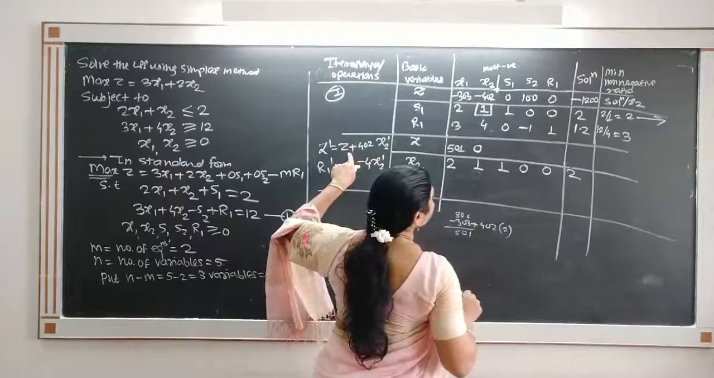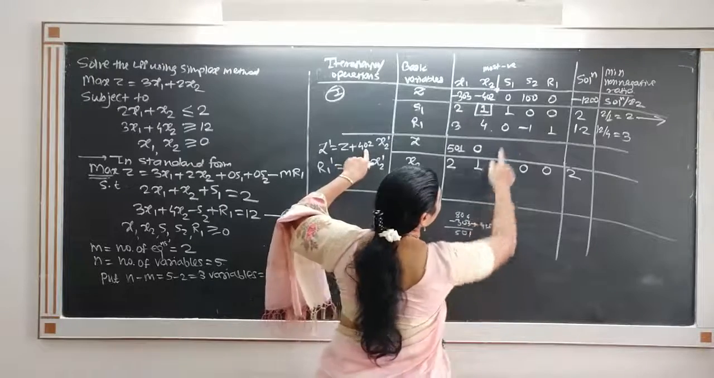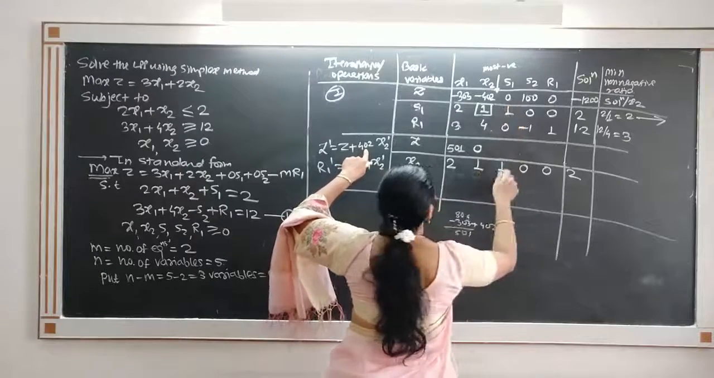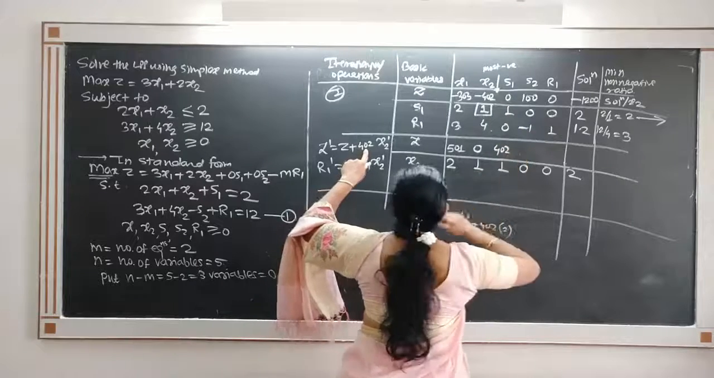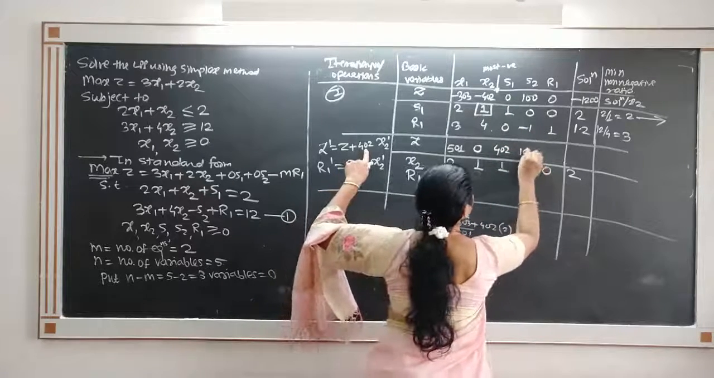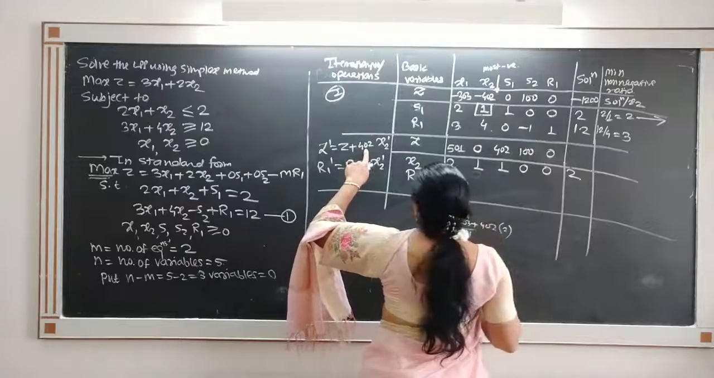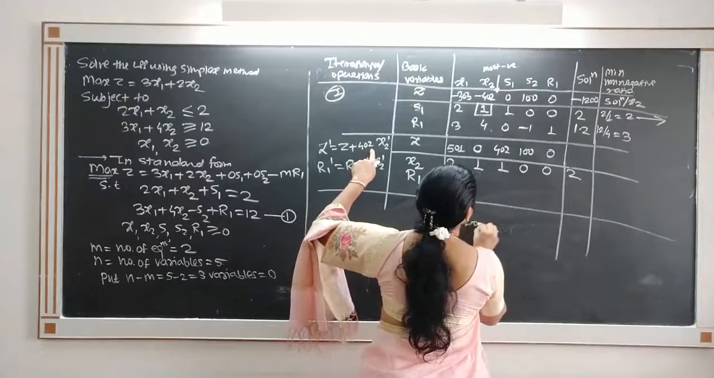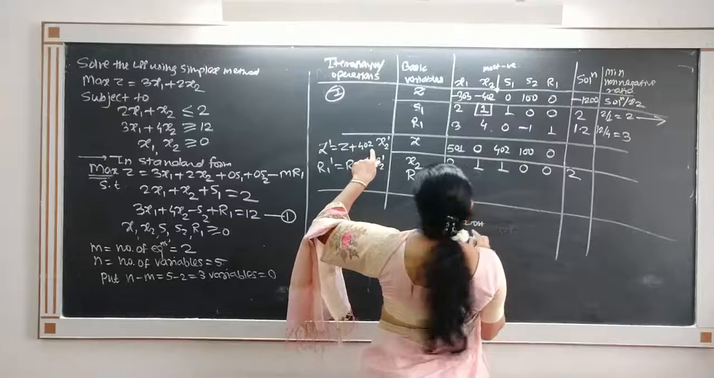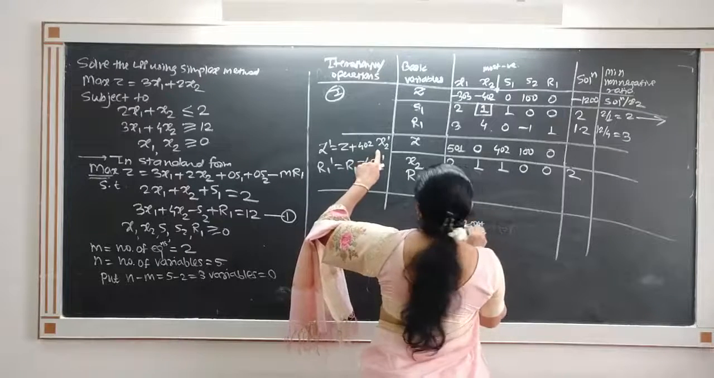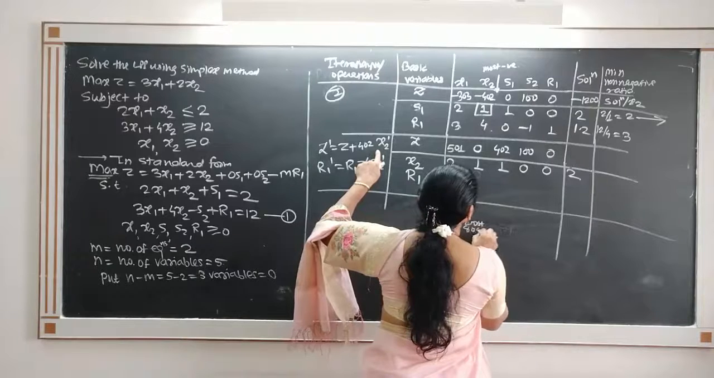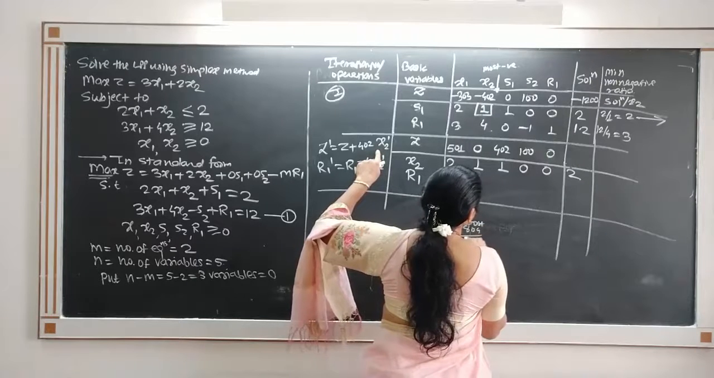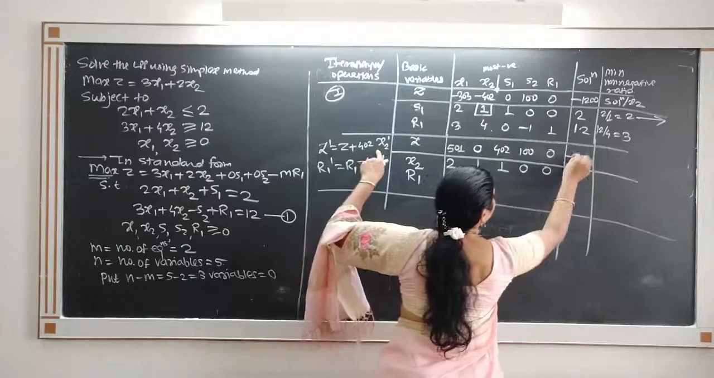Then S1 column, Z row plus 402 times: 0 plus 402 times becomes 402. 100 remains as it is. 0 minus 1200 plus 402 times 2, that is 804, remains minus 396.